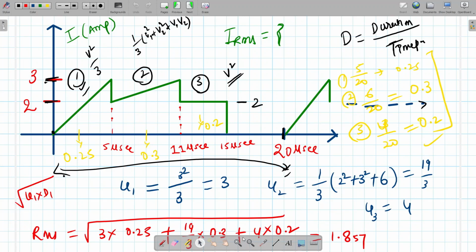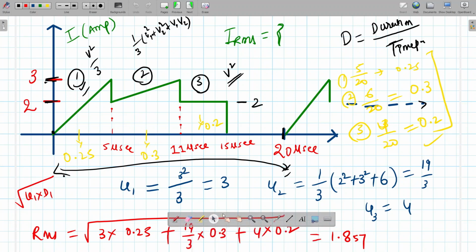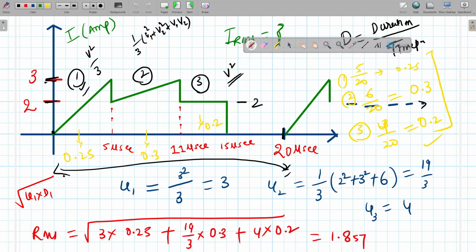Sir, the RMS values inside have to be squared with all the products. See, RMS1 is already under root. RMS1 is equal to the square root of U1 into D1. When we take RMS1 whole square, this root will not be there, so it will be normal multiplication. Similarly for 2, U2 into D2, and for 3, U3 into D3. When we keep the square, the root will go and it is simply 3 into 0.25. Is it clear to all?